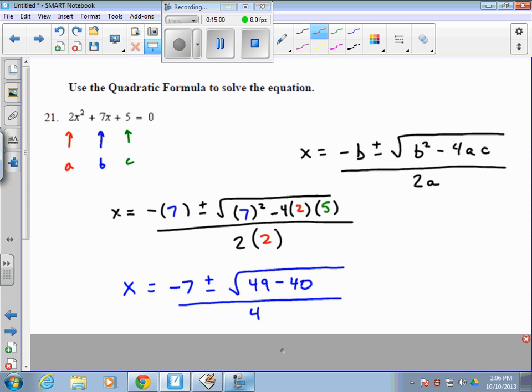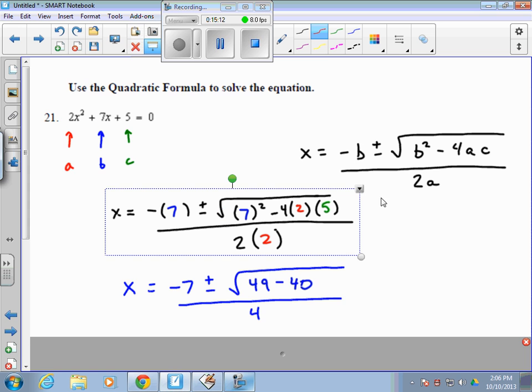Then you just simplify what we have. Negative 7 plus or minus 7 squared is 49, and negative 4 times 2 is negative 8 times 5 is negative 40. So the square root of 49 minus 40, 2 times 2 is 4.